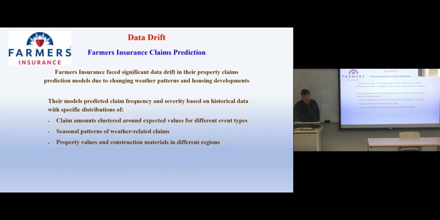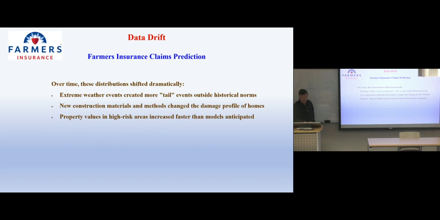That's good work. Farmers, well, boy, they ran into weather too, housing developments. Their claims were their expected values for different event types, seasonal patterns of weather, naturally, property values. Construction materials, as you know, have skyrocketed in cost. So farmers took this and they recognized they had extreme weather events. This is just a real problem. That's why all the insurance companies are pulling out of Florida, California, and Texas, by the way.